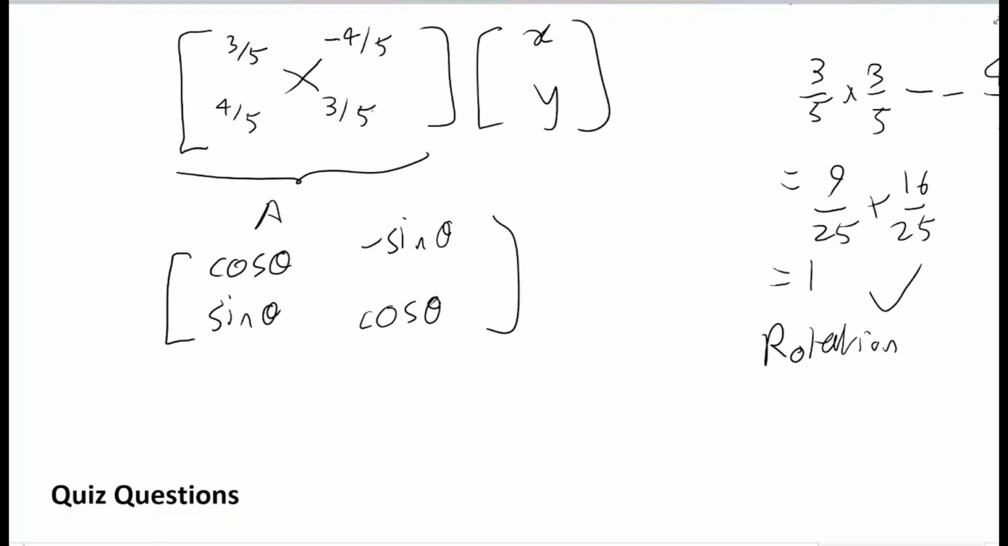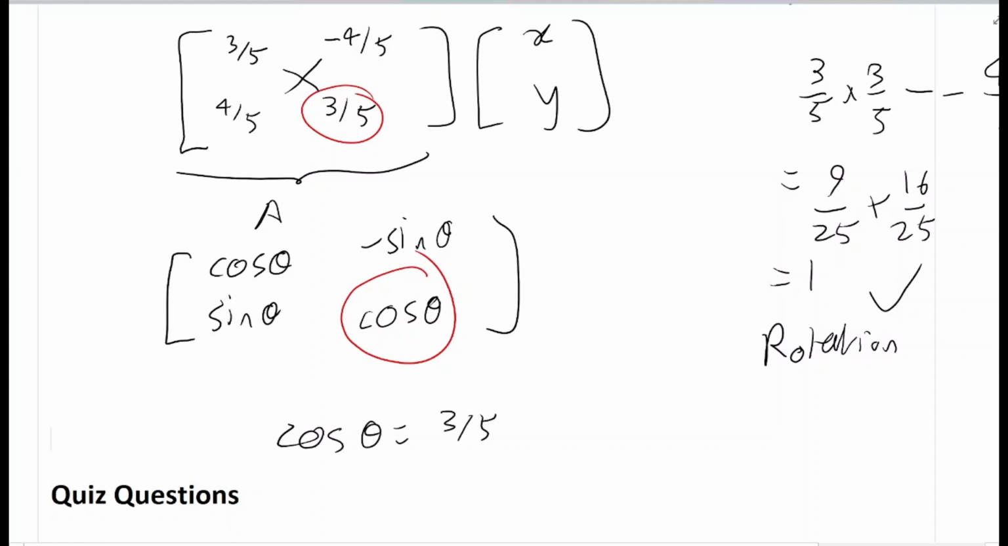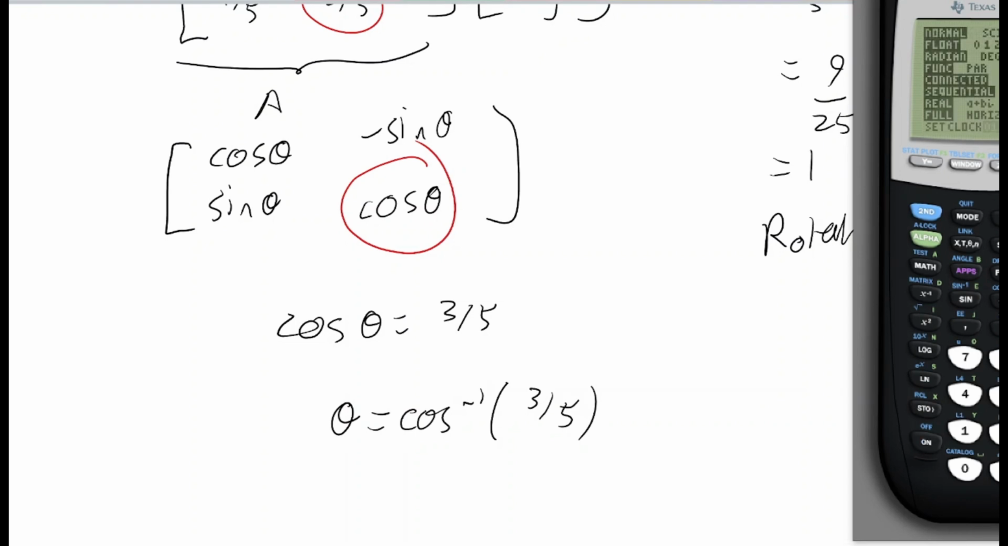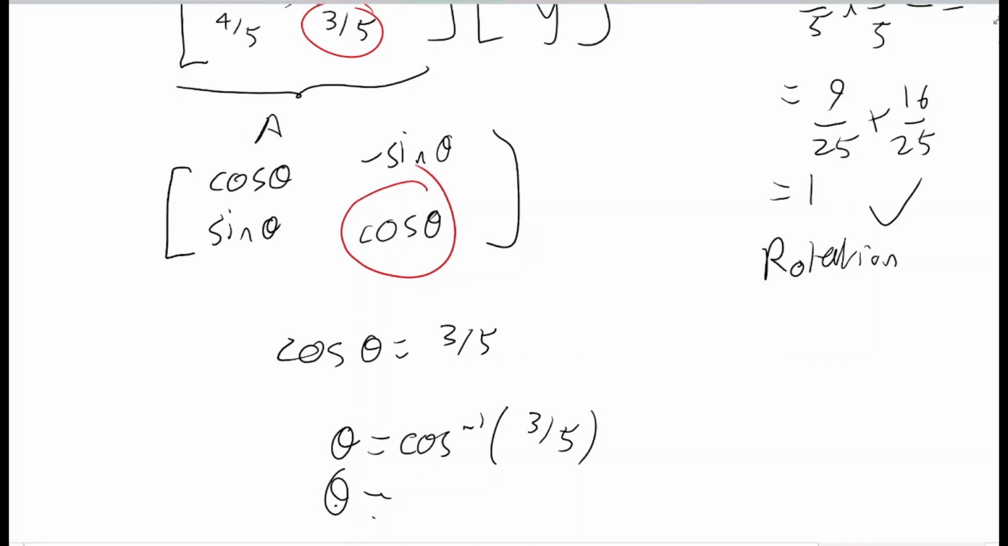So essentially you're going to have this situation where cos of theta equals 3/5. And you can essentially just do theta equals inverse cos of that. And we'll see what we get. So let's go and make sure we're in radians just to be fancy. We're going to do inverse cos of 3/5. We're going to get 0.927 radians.